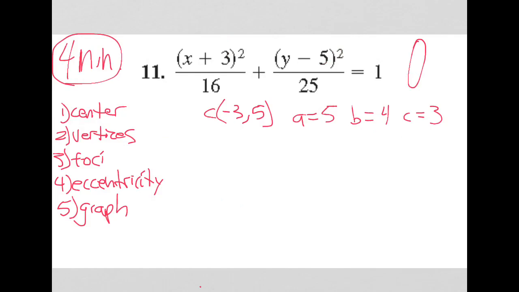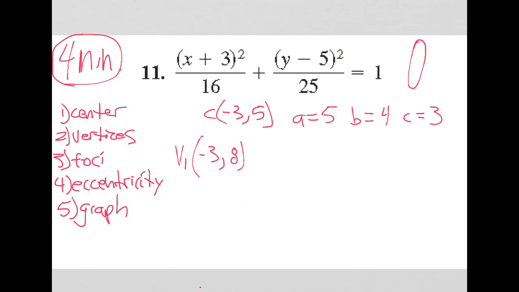So let's go ahead and write the coordinates of the vertices. Well, the vertices will be above and below the center since it is a vertical ellipse. So take the coordinates of the center. The x value will remain the same at -3. And then the y value will increase by 3. So we'll have one vertex at -3, comma 8. And we will have a second vertex at -3, comma, go 3 below 5, which puts it at 2 right there.